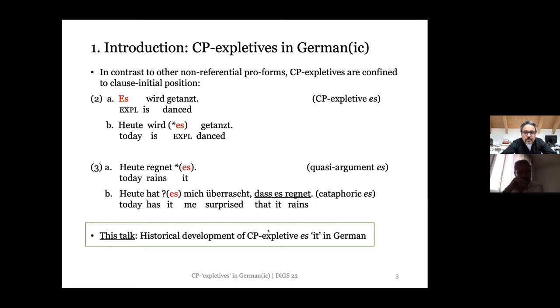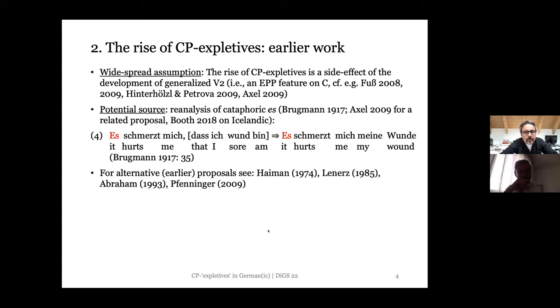In this talk, we will take a closer look at the historical development of CP expletives in German, focusing on S, the third person singular neuter pronoun. While there's quite some amount of work on the historical development of subject expletives, comparatively less is known about the rise of CP expletives in the Germanic verb second languages, with the possible exception of Icelandic, which is extensively discussed in Hannah Booth's work.